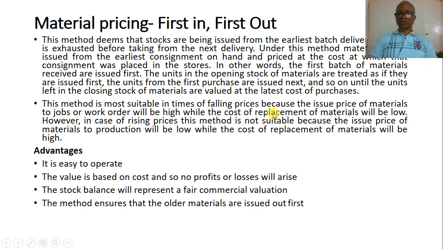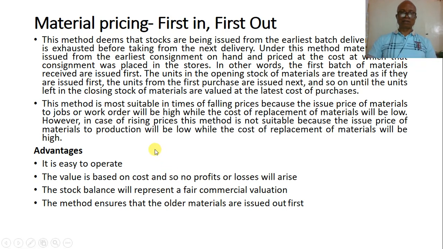Okay, this method is most suitable in terms of falling prices because the issue price of materials to job or work order will be high, while the cost of replacement of material will be low. Advantages: it is easy to operate, the value is based on cost, and so no profit or loss will arise. The stock balance will represent a fair commercial valuation, and the method ensures that the older materials are issued out first.